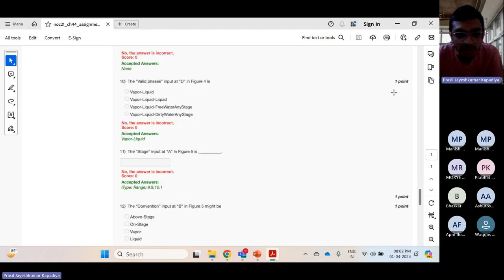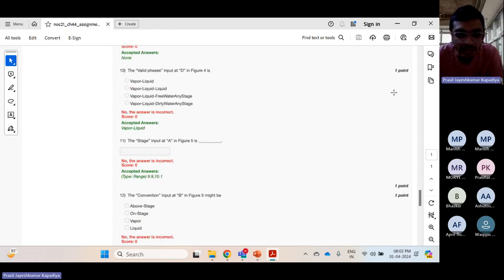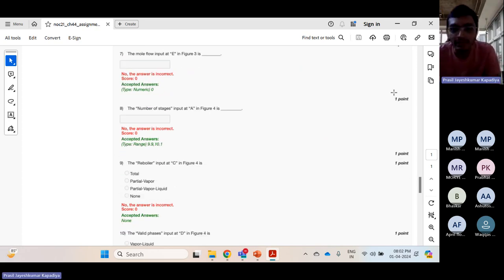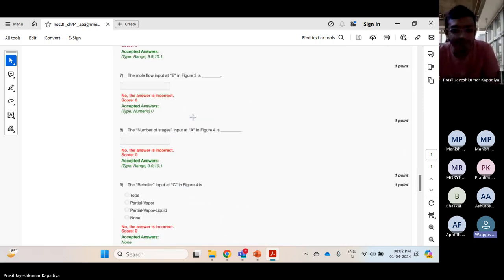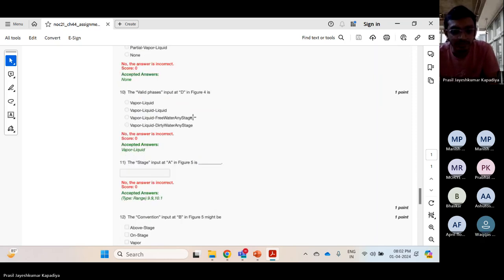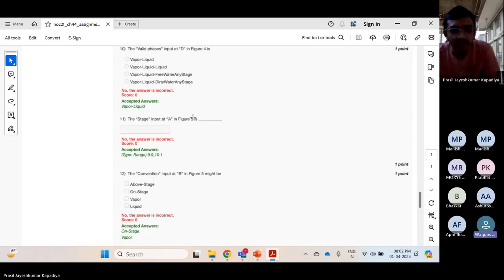Then what is question number 12? The convention input at B in figure 5 might be. Okay, what should be B in figure 5? Yeah, this thing. So we said stage number 10. So here, what should it be? On stage, above stage? It should be on stage. We don't have an option of below stage. Yeah, below stage won't be there. It is not there. Okay, it's on stage and there is one more option of vapor.